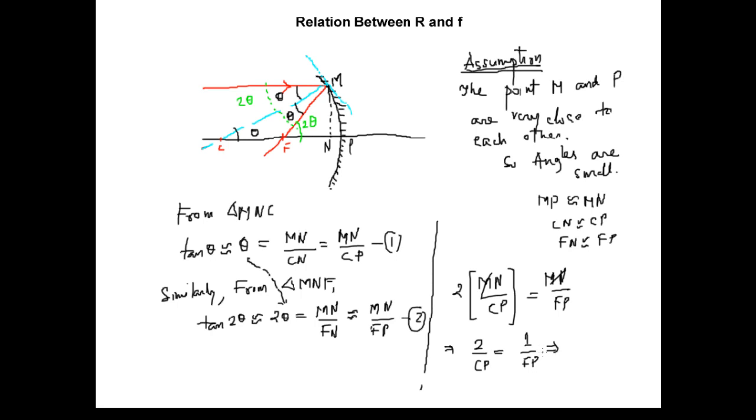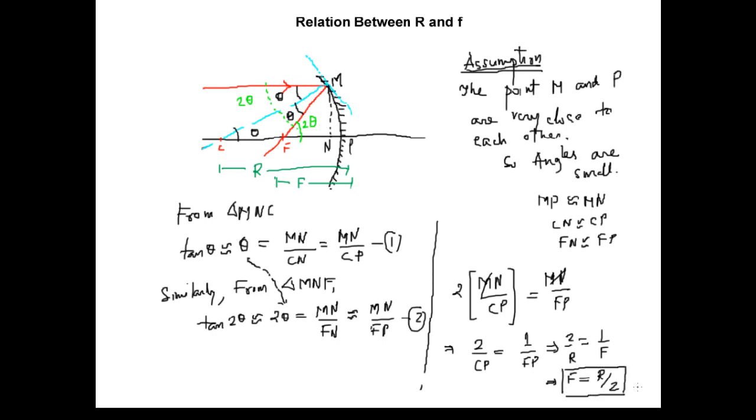Now CP is the radius of curvature and FP is the focal length. Therefore 2 by R equals 1 by F. So we can write, taking reciprocal, F equals R by 2. This is how we establish the relation between R and F, that F equals R by 2.